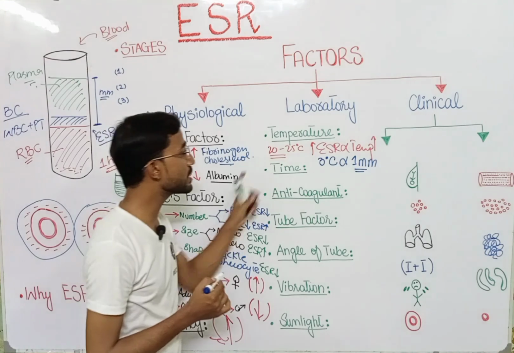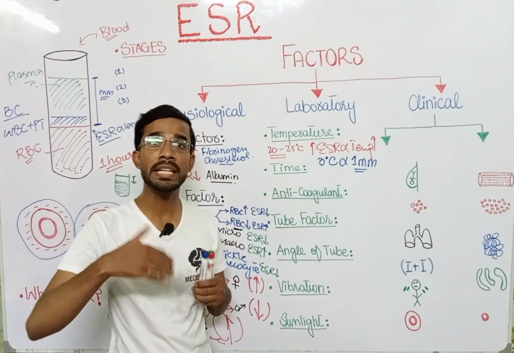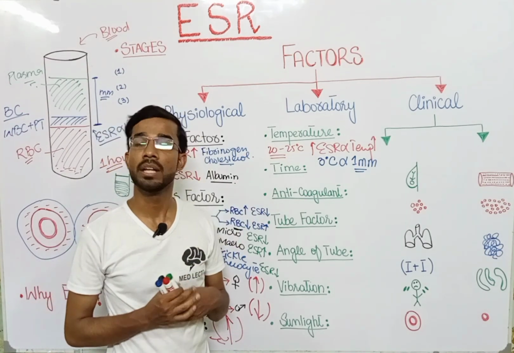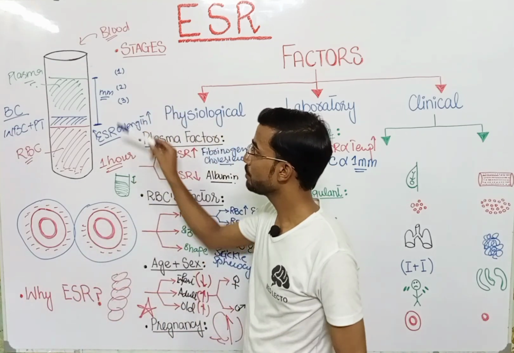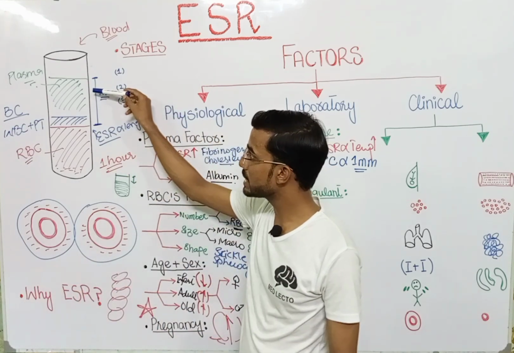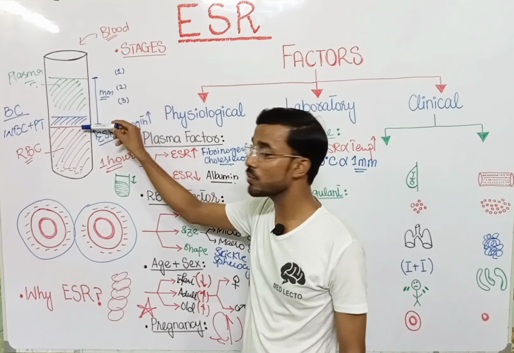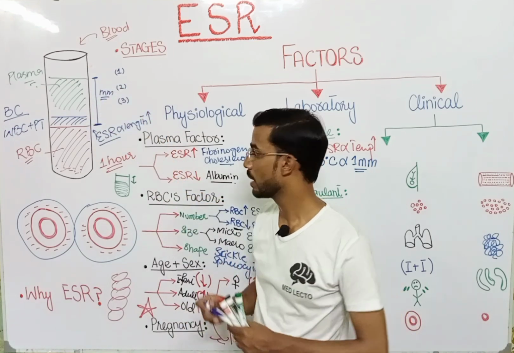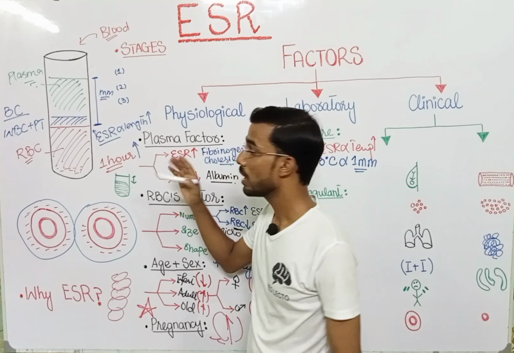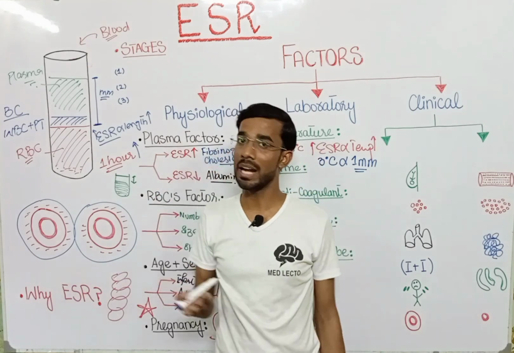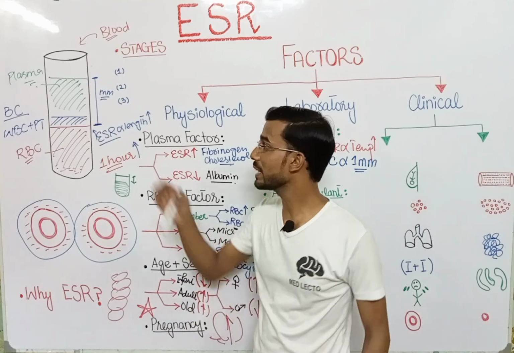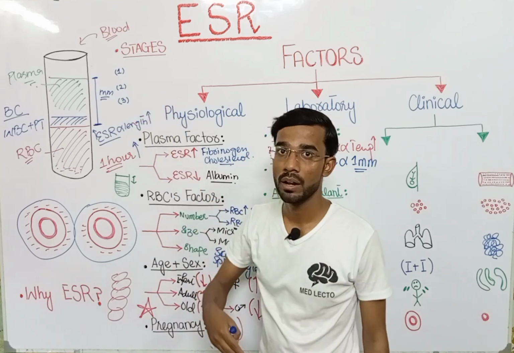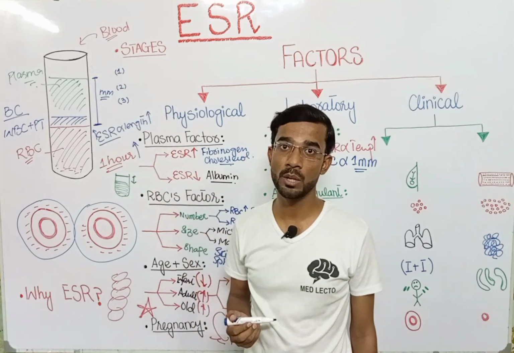Okay. Next is the time. When we increase the time, what will happen? The ESR obviously will increase, because when we increase the time, the RBCs will settle more. Let's suppose I increase the time to 2 hours, then the RBCs will settle more relative to what settles in 1 hour.